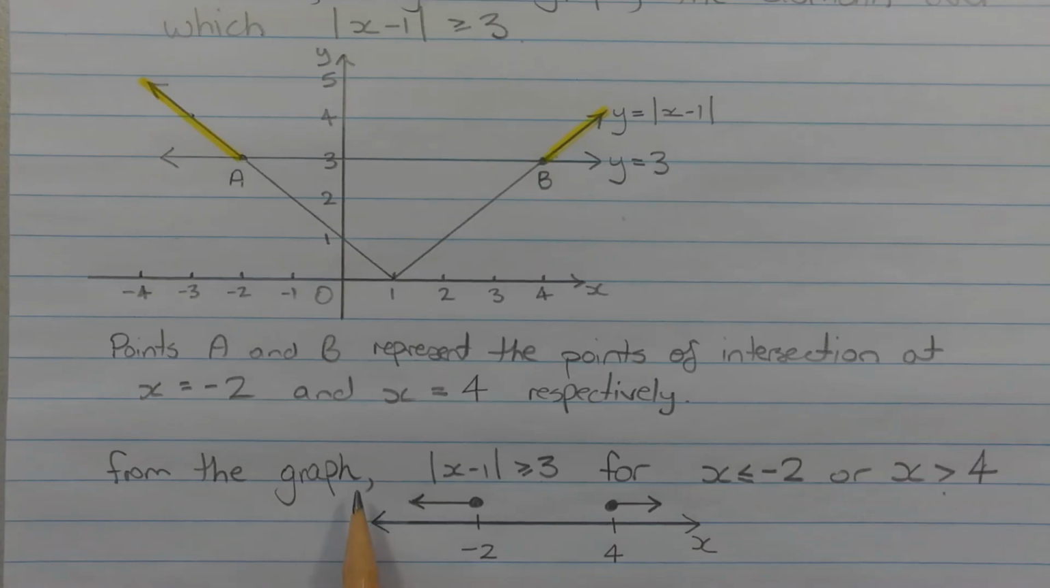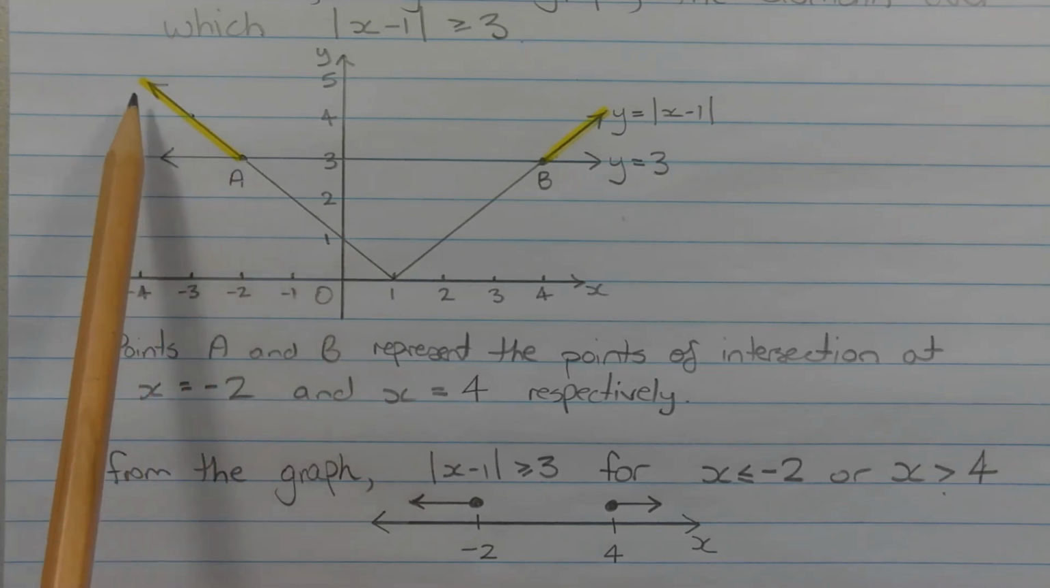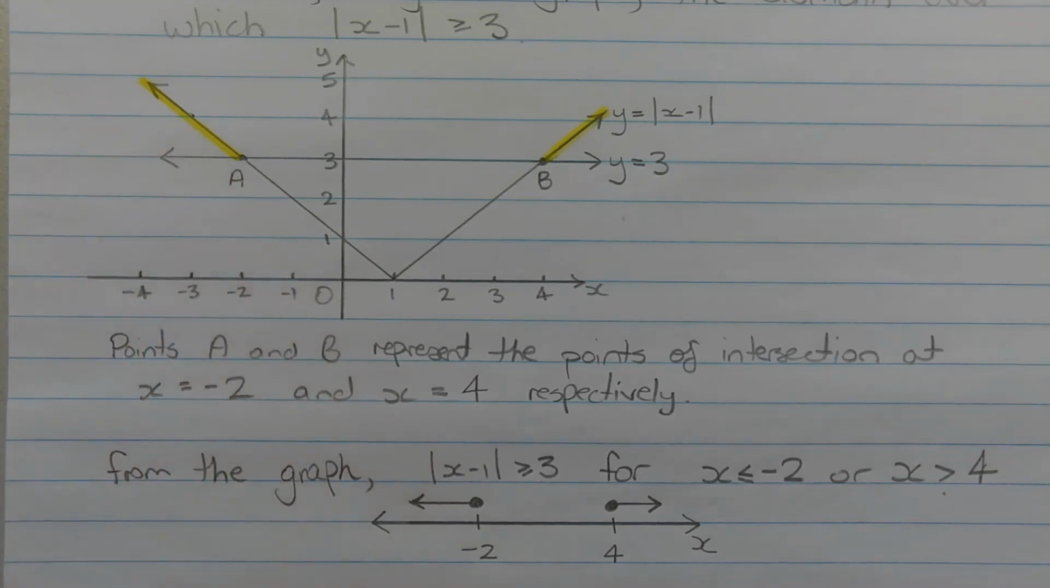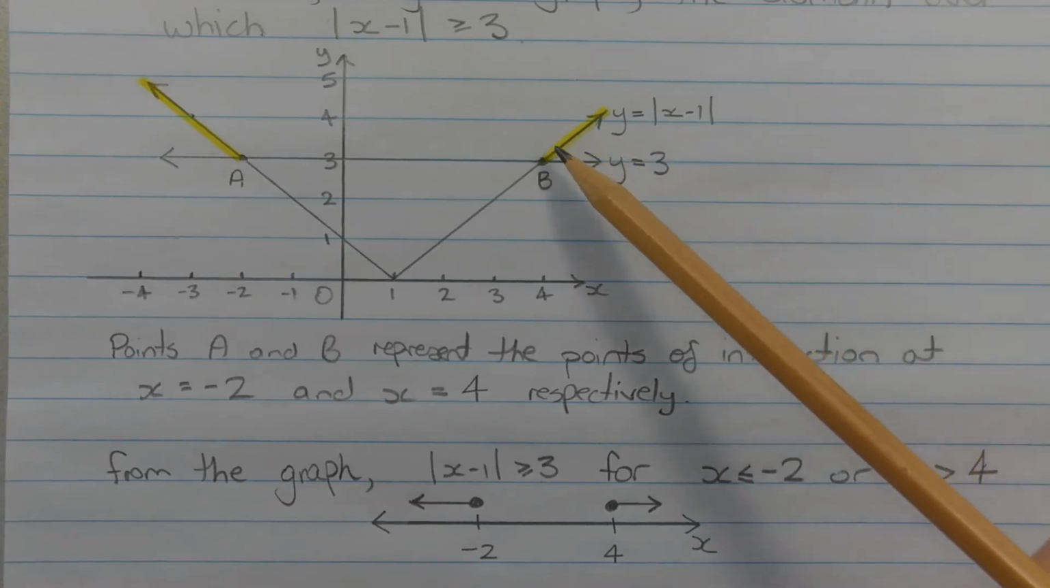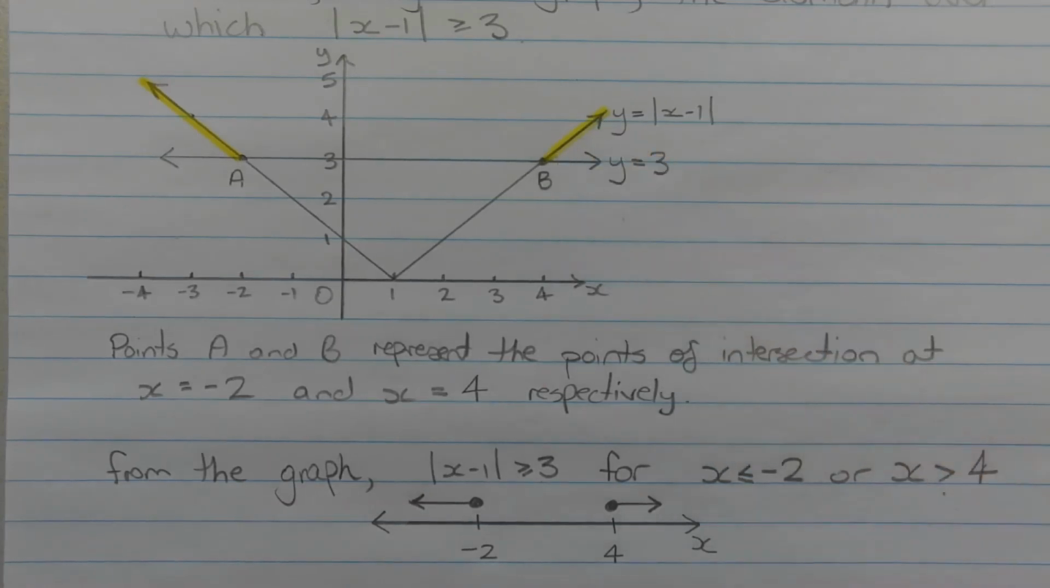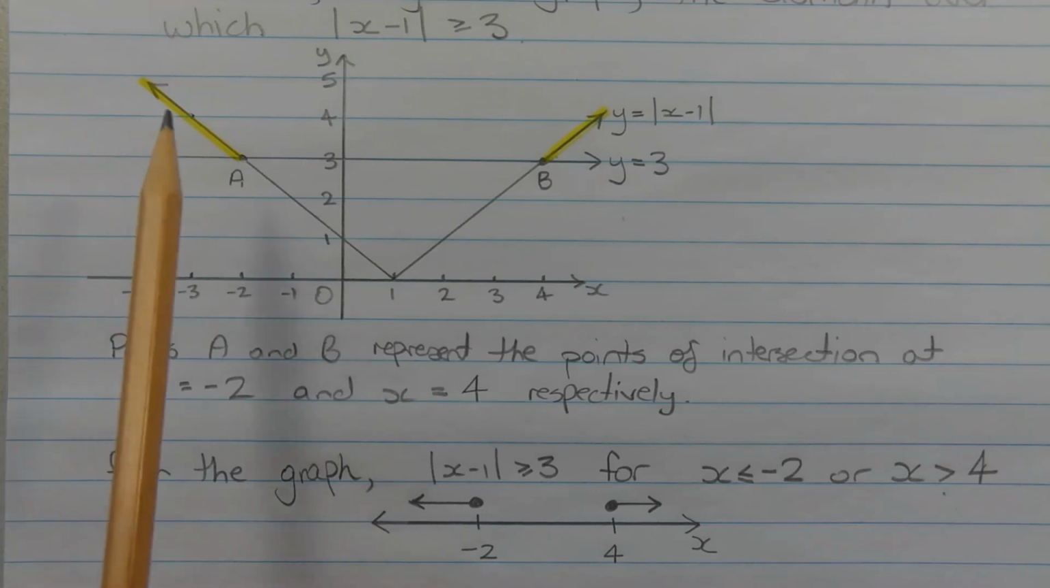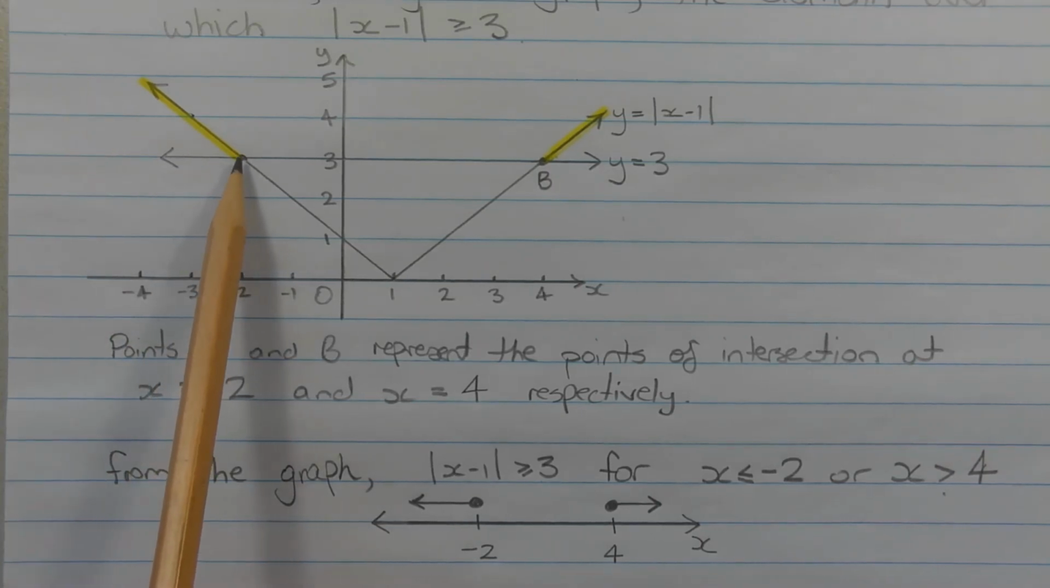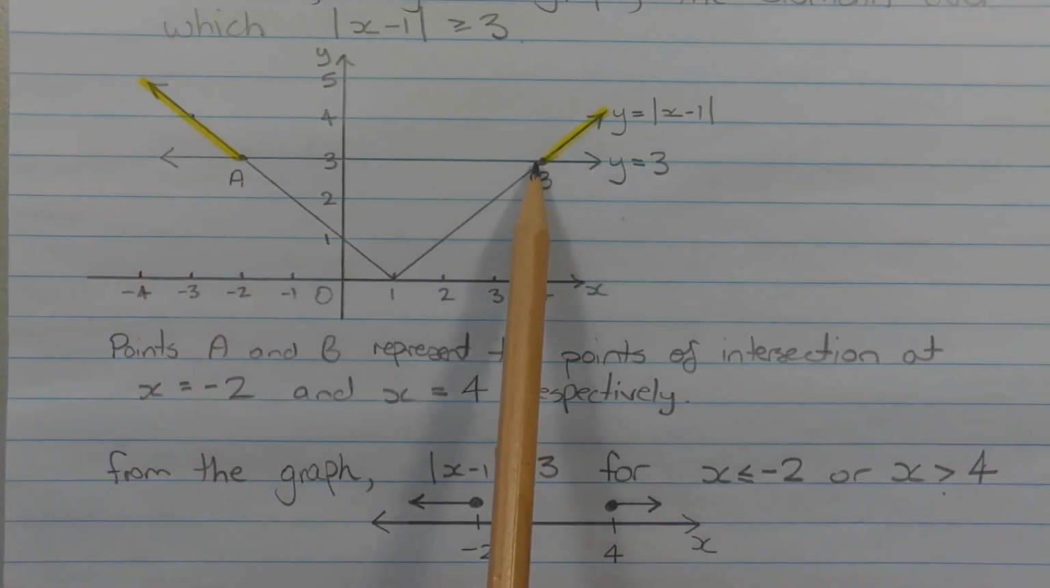Now from the graph, we can observe that the absolute value of x minus 1 is greater than or equal to 3 for x less than or equal to -2. So that's this part of the graph highlighted in yellow. Or x greater than 4, which is this part of the graph here highlighted in yellow. So in other words, values of x less than or equal to point A or greater than or equal to point B. And here is the solution graphed on a number line.